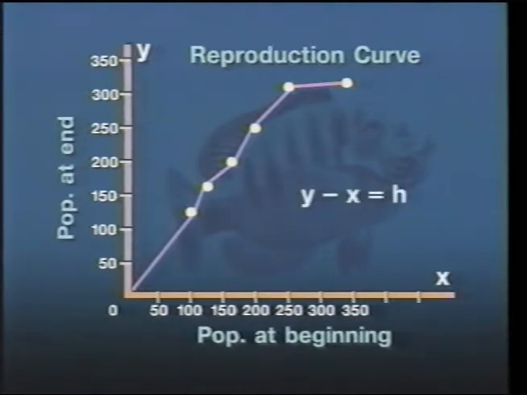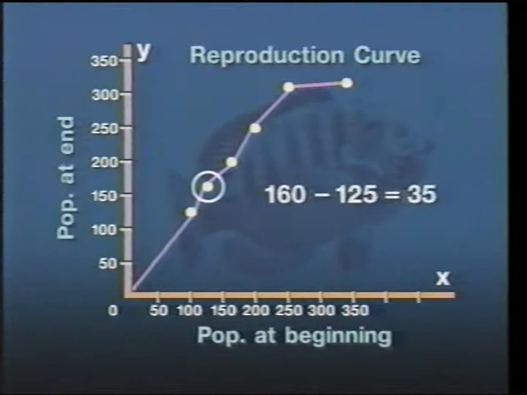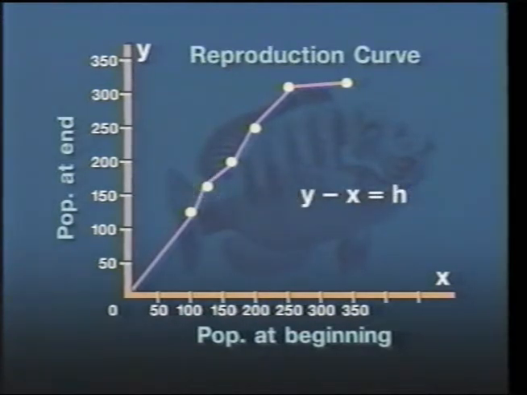Remember, the equation for a sustained yield is Y minus X equals H, where H is equal to the amount of fish we should harvest if we want to sustain our yield. Here, X equals 125 and Y equals 160. So the sustainable yield is therefore 35 tons. This means that if the population grows from 125 tons to 160 tons in one season, we should harvest 35 tons to sustain our yield. There's an easy way to find H without doing any calculations at all.